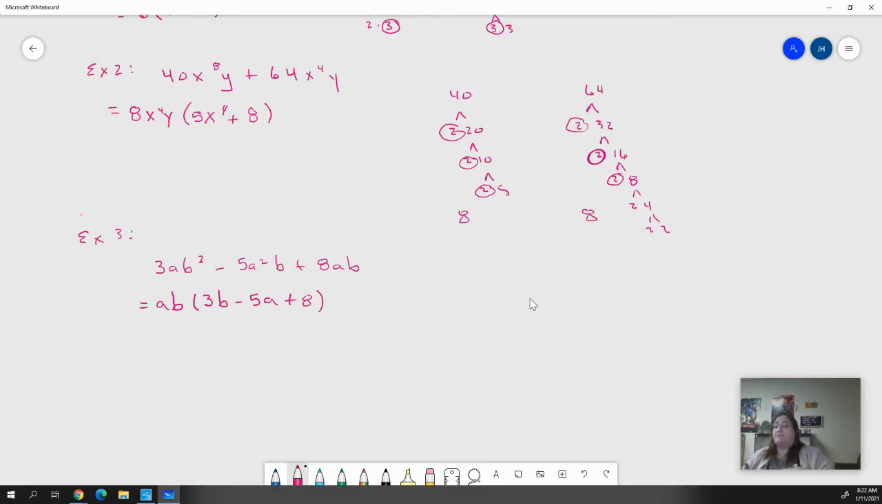And this would be our factored piece, right? The greatest common factor of that problem is ab, right? They each had an a and a b in common.